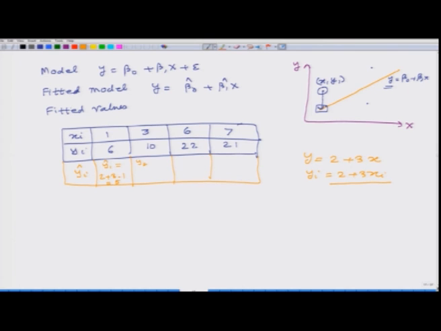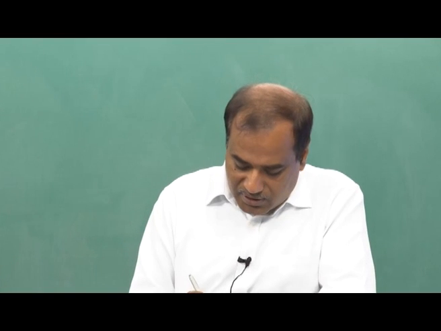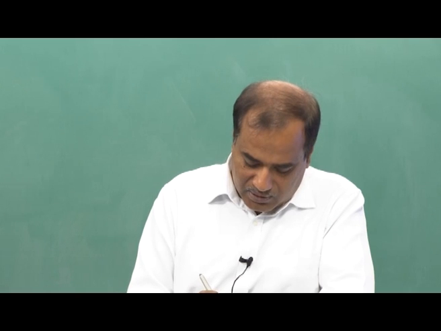Similarly, y2 hat is going to be 2 plus 3 times 3, so this is going to be 11. Similarly, y3 hat is going to be 2 plus 3 into 6, and this is 20. And similarly, y4 hat is 2 plus 3 into 7, which is going to be 23. After this I can write this point as x1 and y1 hat. So these are nothing but my fitted values.